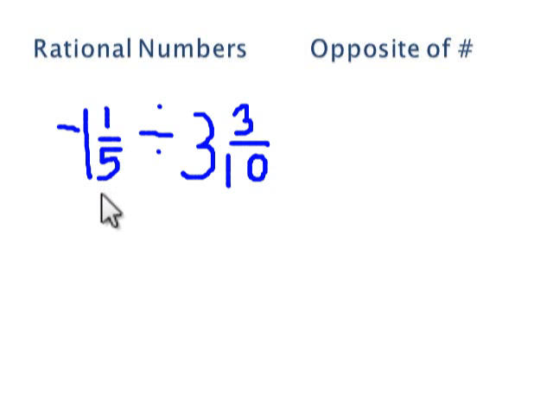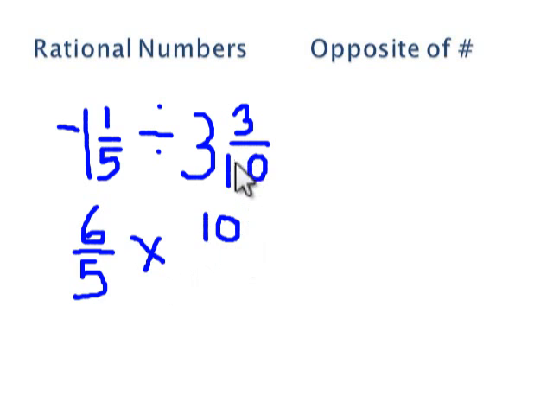So we have to change this into an improper fraction, so that becomes 6/5. 1 times 5 is 5 plus 1. We're going to change division into multiplication. Our denominator is now going to become our numerator because we have to use the reciprocal. And 10 times 3 is 30, plus 3 is 33, so 33 will be our new denominator. And we still have a negative sign, so I'm going to put it there so I don't forget in the end. Okay, so now we do the multiplication just like we learned before.